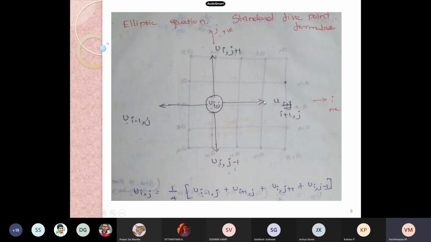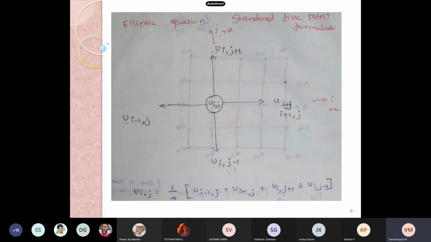u i plus 1, j. There won't be any change in the j, since we are in the i. Then u i, j plus 1, and similarly here u i, j minus 1. What we are going to do is find this u i, j with the aid of these four pieces of information. With this pictorial representation, you can remember this standard 5-point formula.